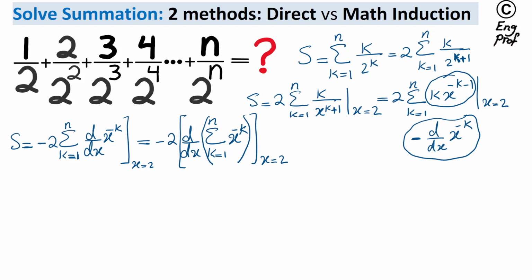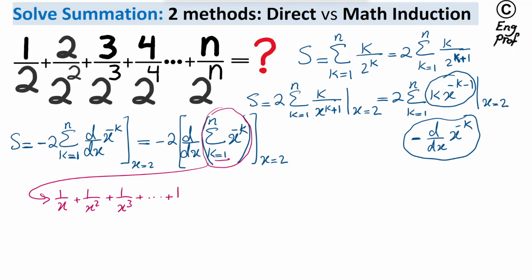Okay, so let's deal with the thing that we have inside the parentheses here, this summation. Given index k from 1 to n, it just looks like 1 over x plus 1 over x squared plus 1 over x cubed plus ellipsis up to 1 over x to the power n. So the negative power is manifesting itself in the form of 1 over x plus 1 over x squared and so on and so forth. This is, of course, a geometric series.